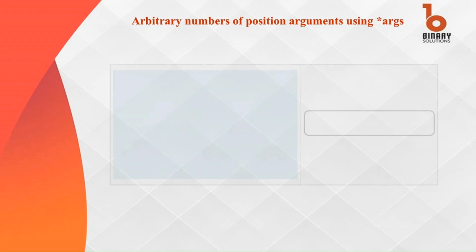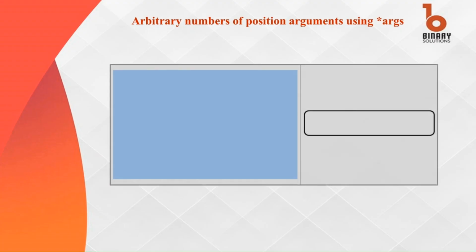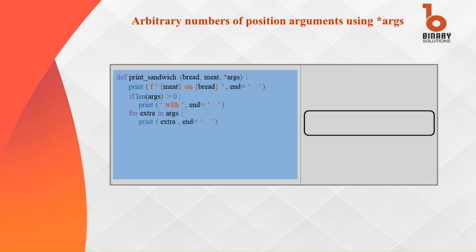This program demonstrates the use of arbitrary positional arguments with the asterisk args syntax in Python. The print sandwich function takes two required arguments, bread and meat, and any additional ingredients in asterisk args. The function prints a description of a sandwich, starting with the specified type of bread and meat. If extra ingredients are provided in asterisk args, it appends them to the description, separated by spaces.